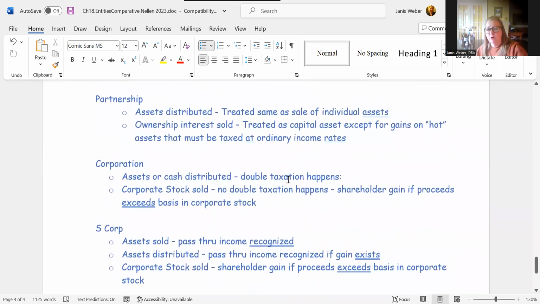Now, if you dispose of a partnership, if the assets are distributed out to the owner, then they're treated the same as sale of individual assets. So you would just do it just like your proprietorship.